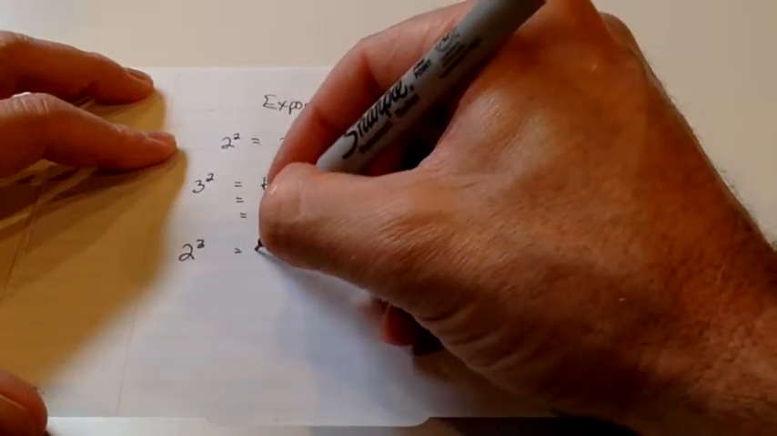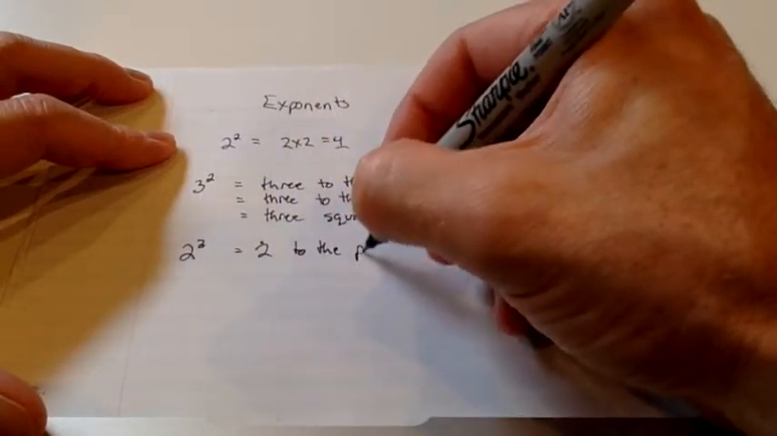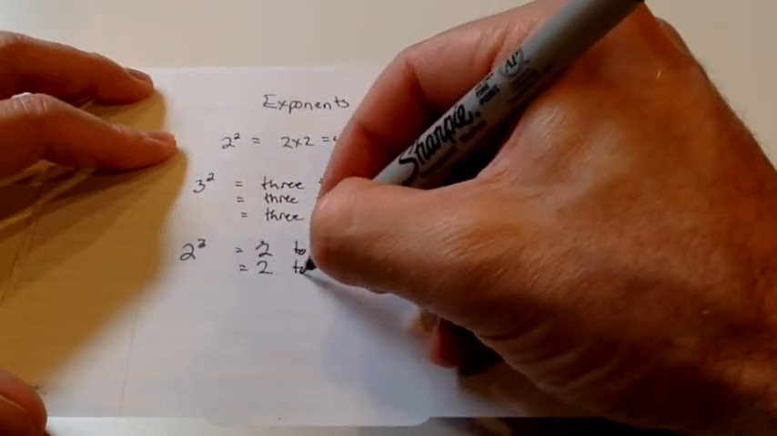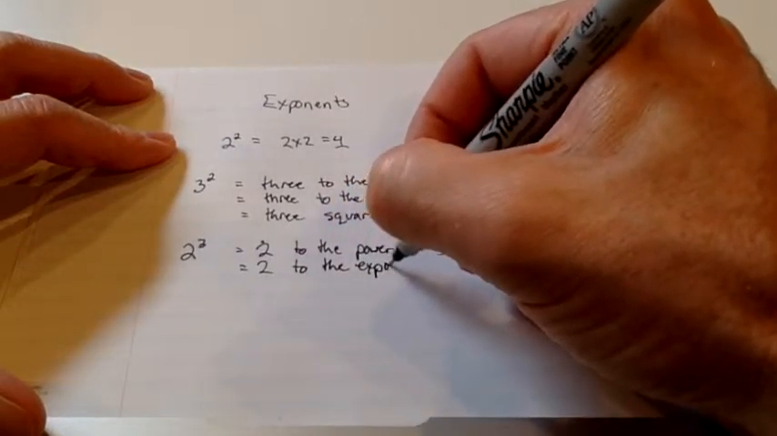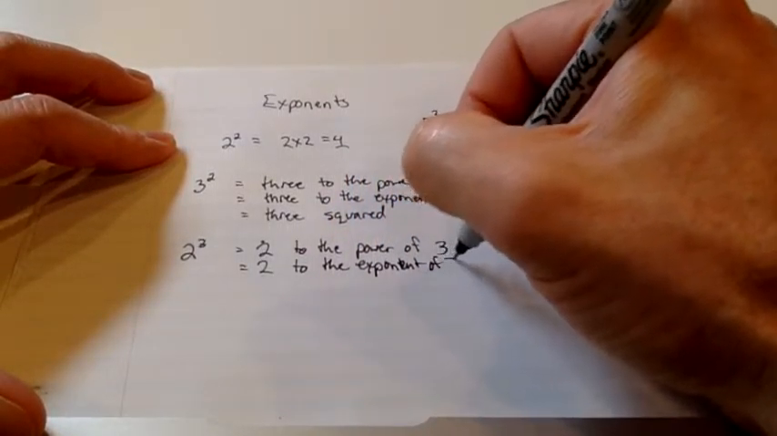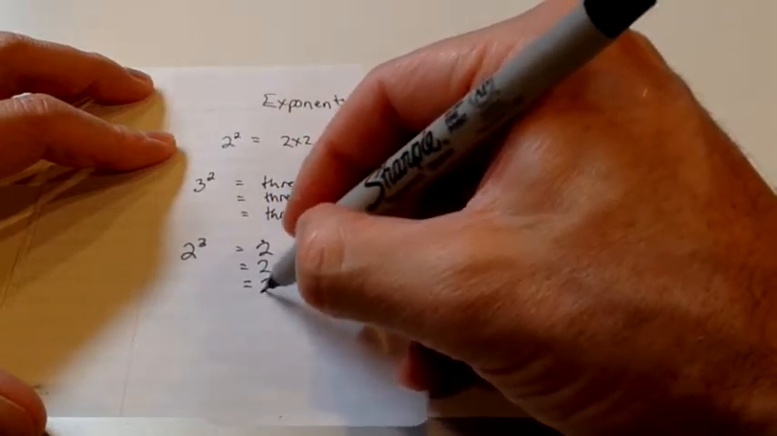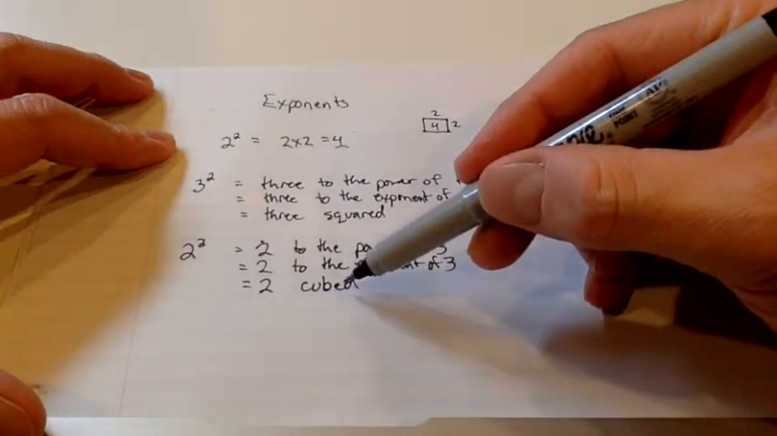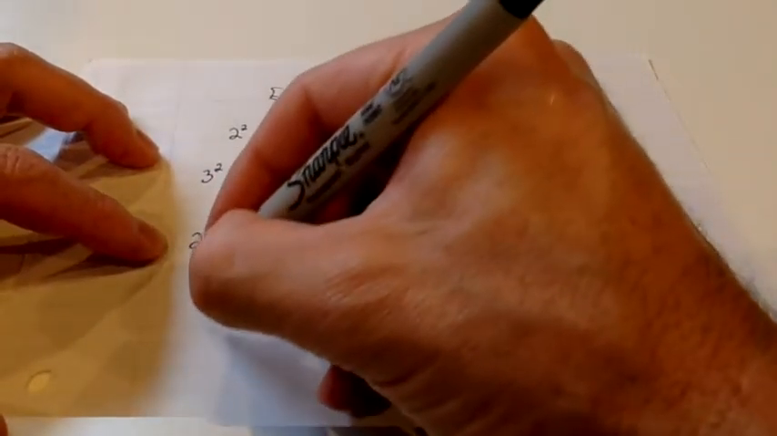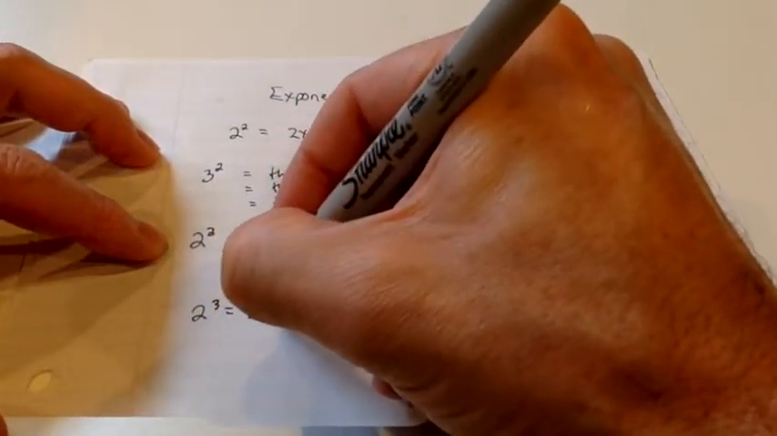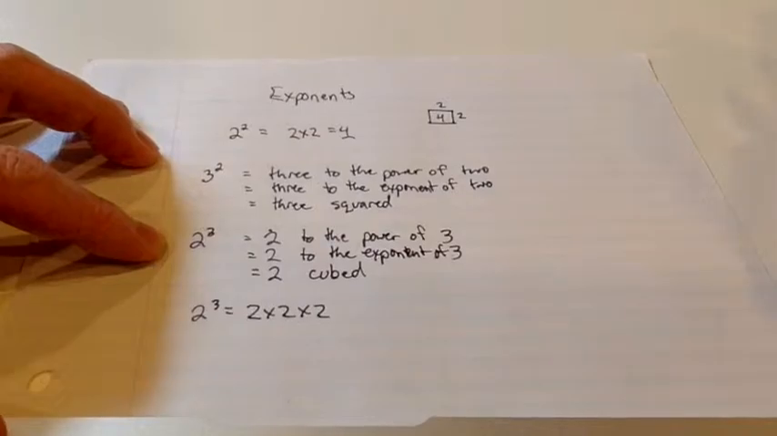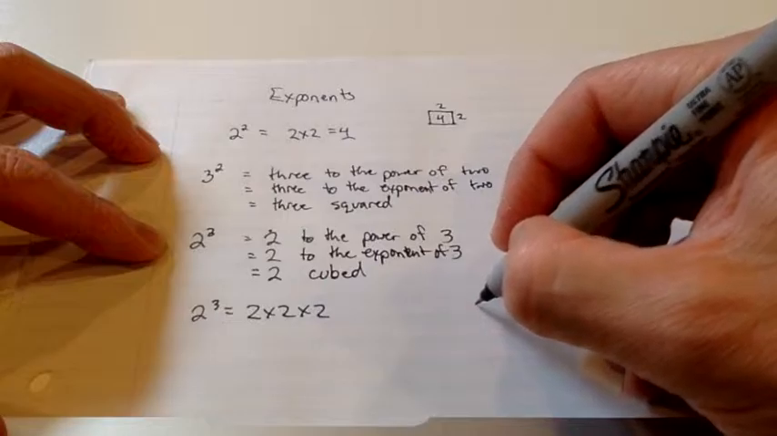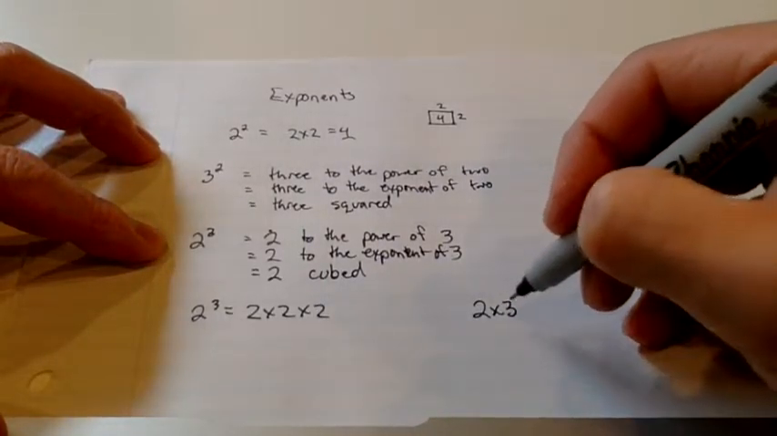So that is 2 to the power of 3, or 2 to the exponent of 3, or it could mean 2 cubed. Instead of squared, it's cubed, because in this case, what we are doing is 2 times 2 times 2. A common mistake here is that students sometimes do 2 times 3. But that's not the case.